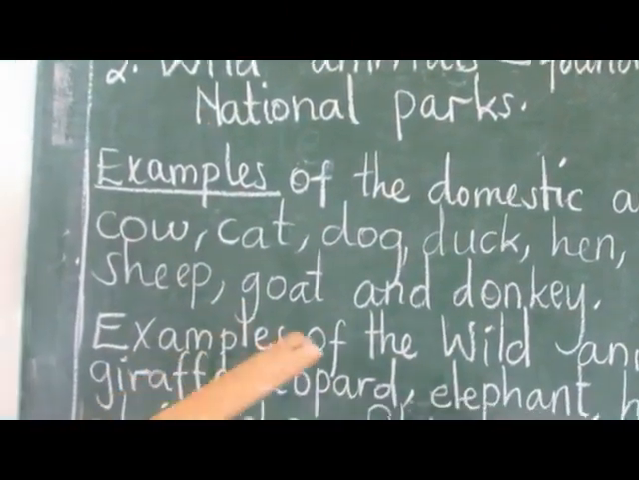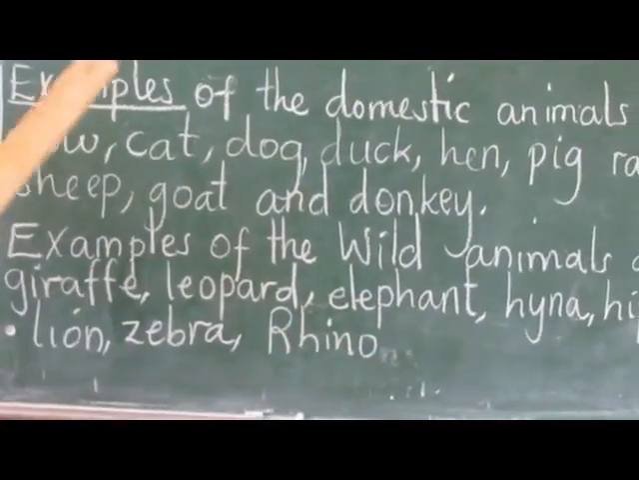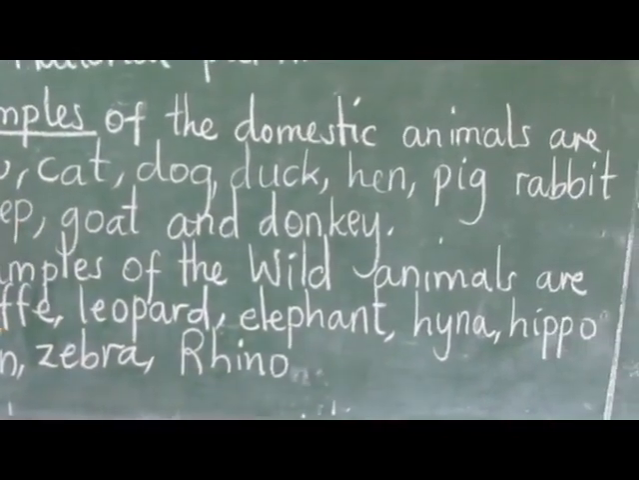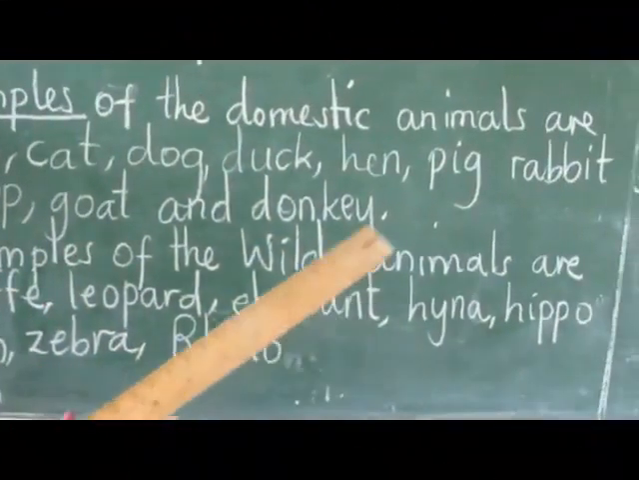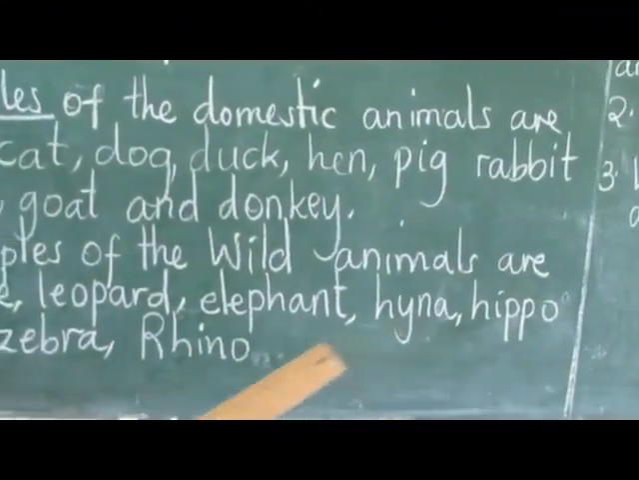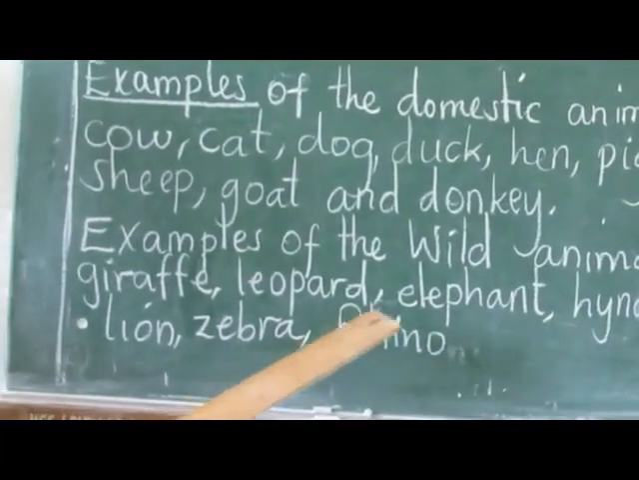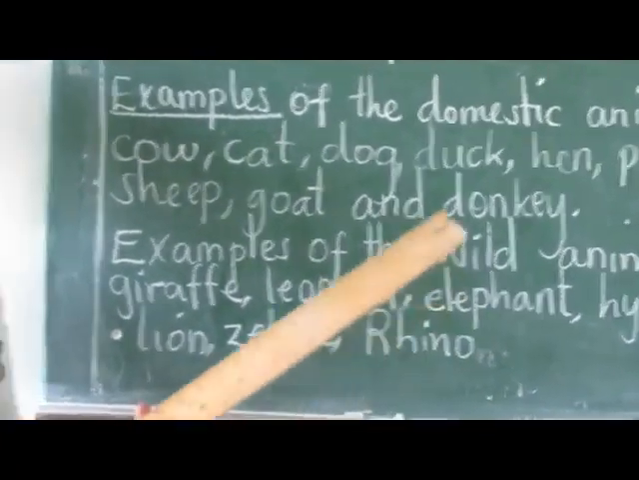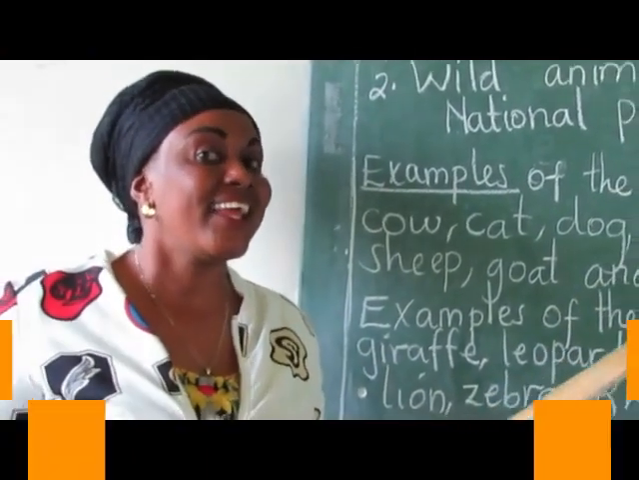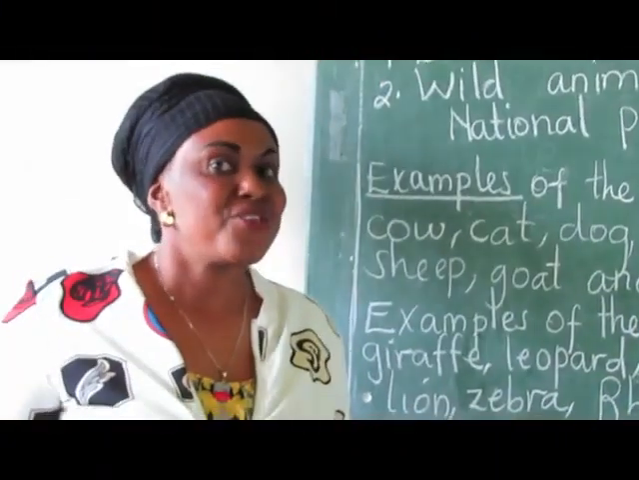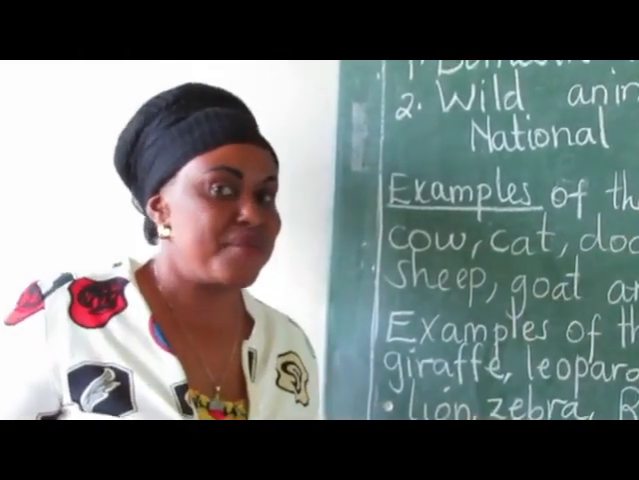And the examples of the wild animals which are found in the forest or national parks are like giraffe, leopard, elephant, hyena, hippo, lion, zebra, and rhino. I think you have seen these in the national parks last year. We went there, you saw them.